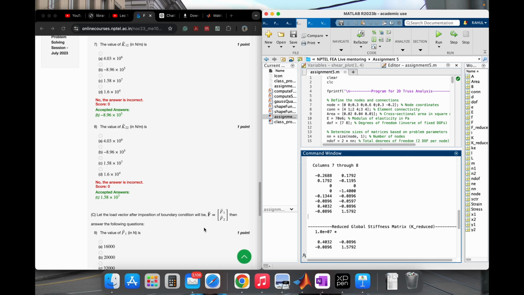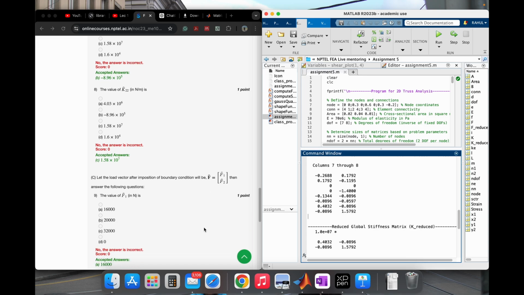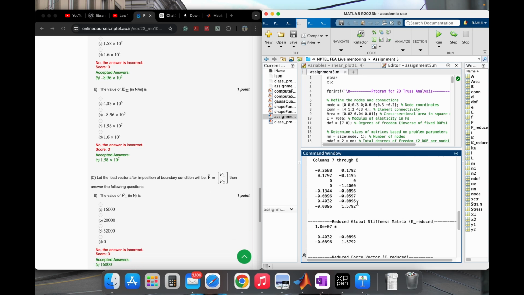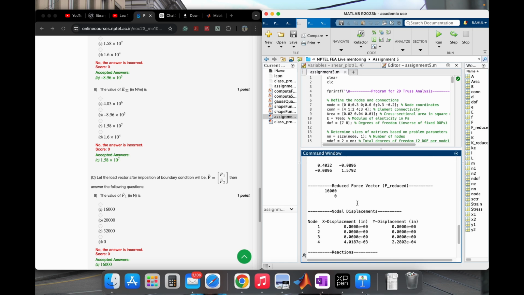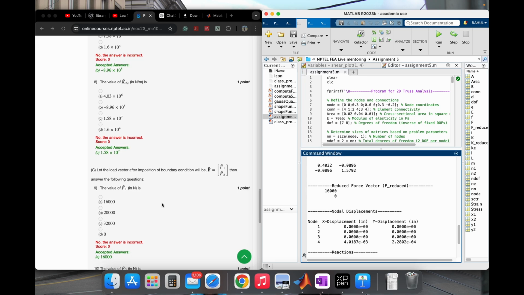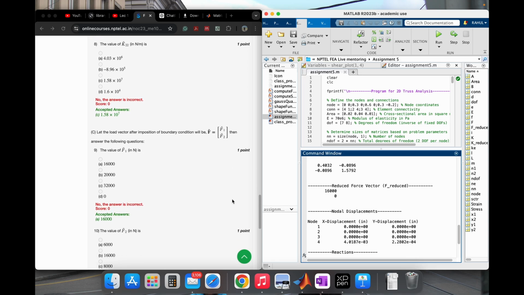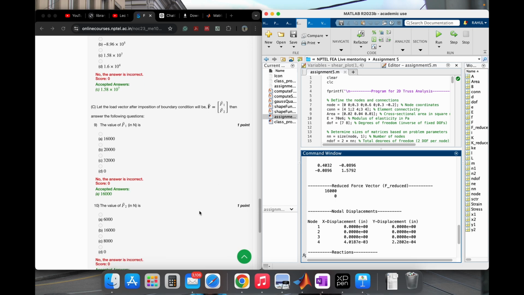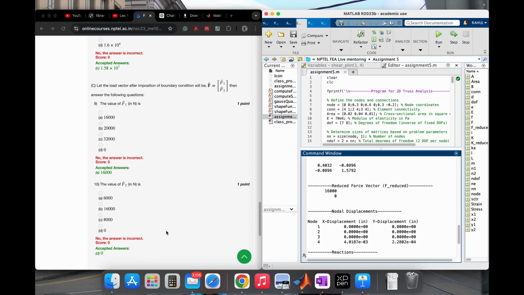Now it is asking what the load vector will be after the imposition of the boundary condition. So we will see where we impose the boundary condition. It's clear that we are imposing the boundary condition only in the x direction. So that's why for that part 16,000 will be the answer. Then it is asking what will be the value of f2, so that will be 0.